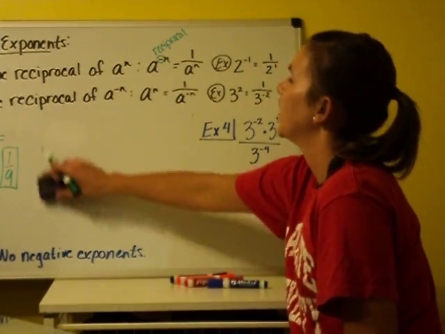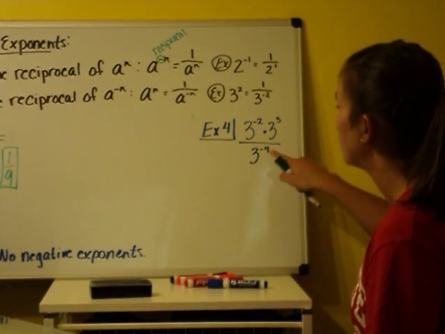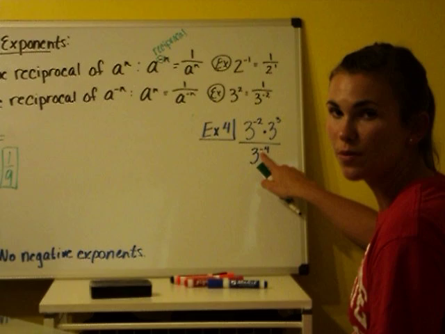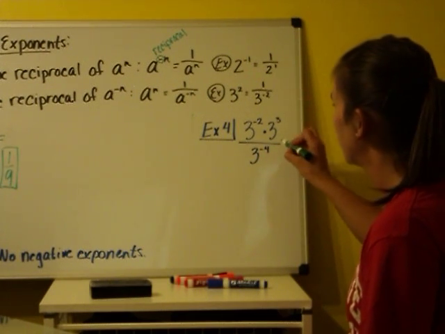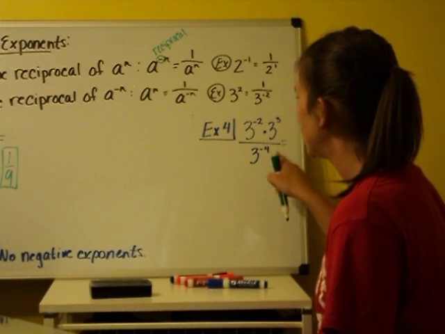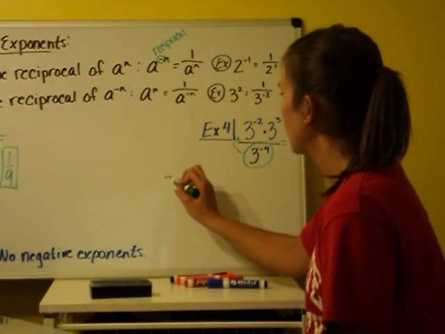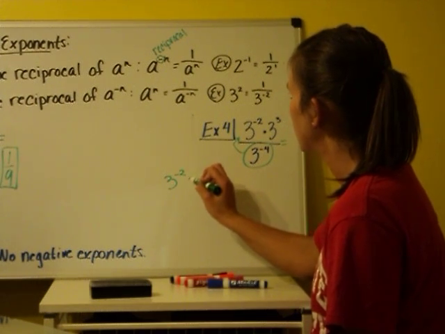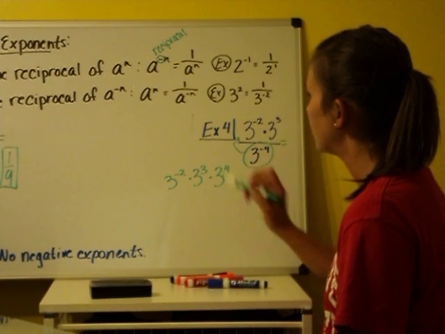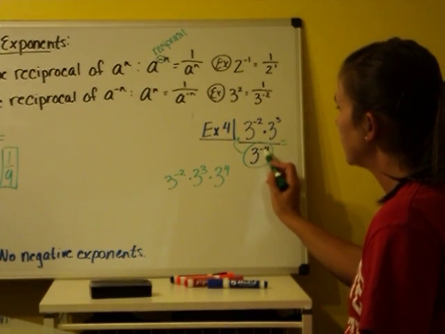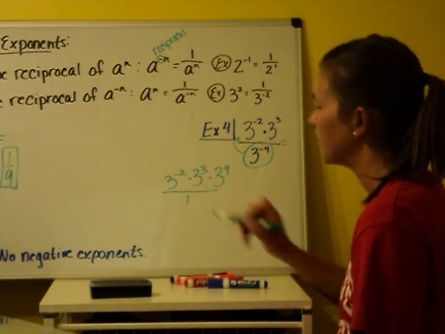Okay, the first way is that we're going to deal with our negative exponents. So, if this is a negative exponent in the denominator, to make it positive, I send it to the numerator. Okay, so if I send this guy to the numerator, that's going to give me 3 to the negative 2 times 3 cubed times 3 to the 4th. Okay, so I took the reciprocal and sent it to the numerator. So that's all over 1.